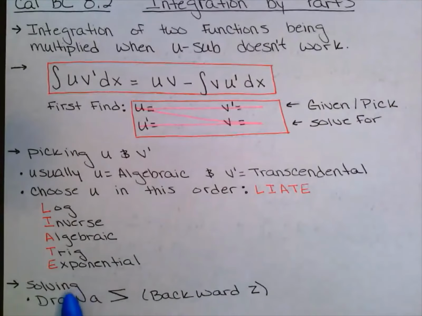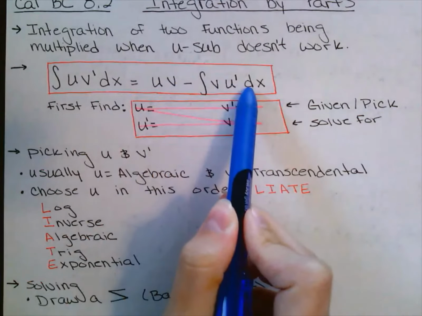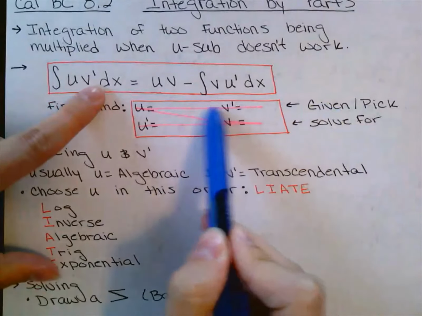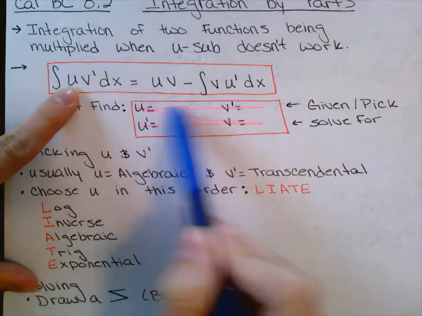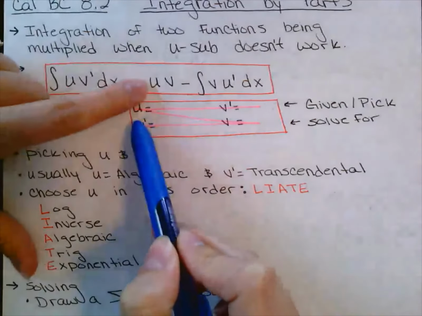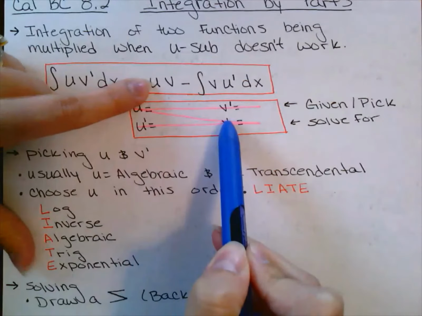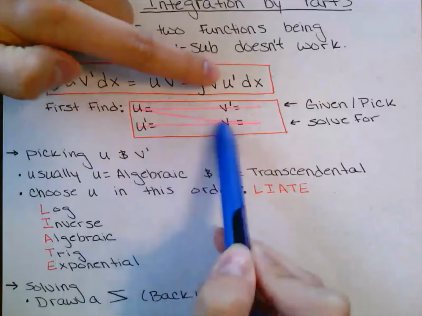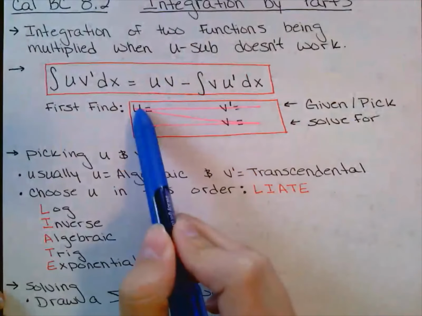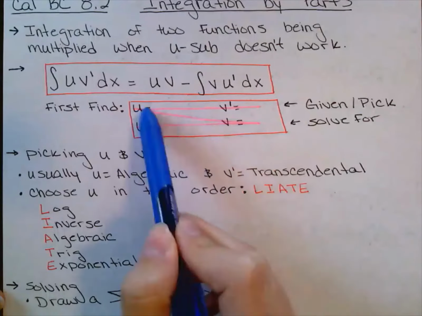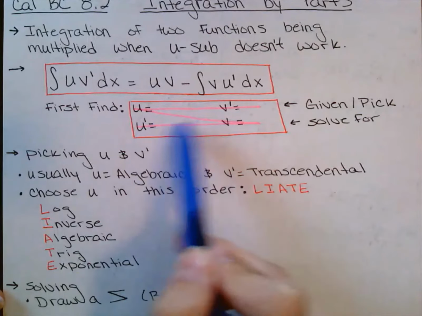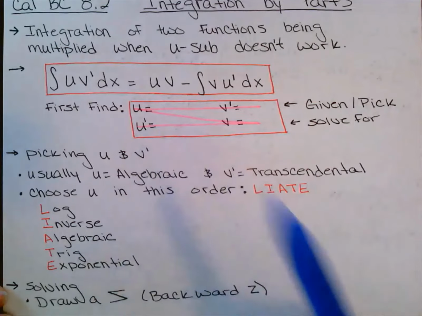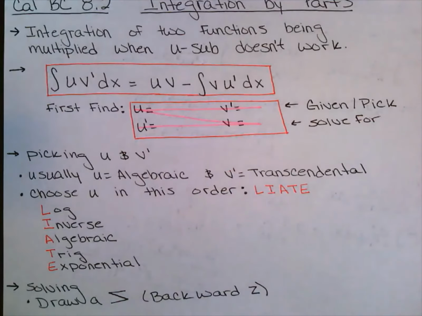Once you've done that, you're going to draw a backwards z to write out this part of the formula. Again, the given is the u and the v prime, and it's going to equal u and v, minus the last part, where you solve for the integral of v and u prime. So given equals multiply these two, minus the integral of these two. If you can draw this chart out and write the backwards z, these questions are really not that bad.